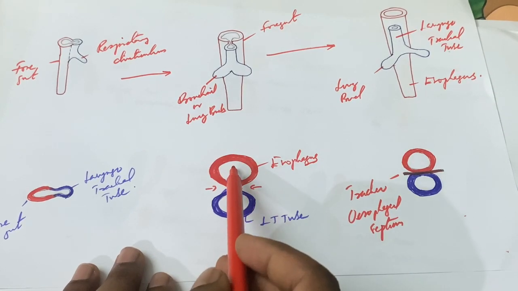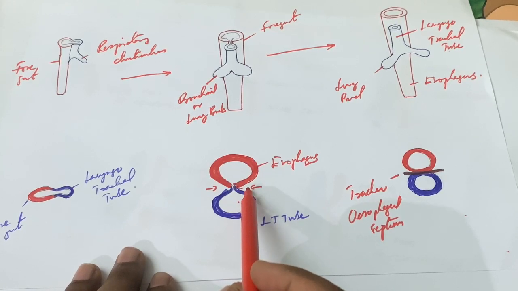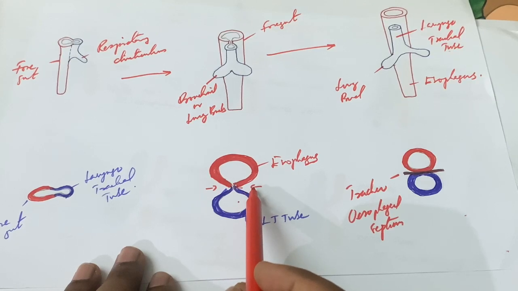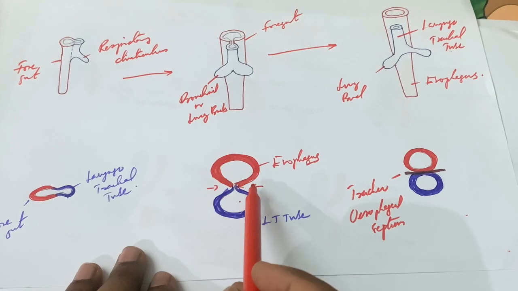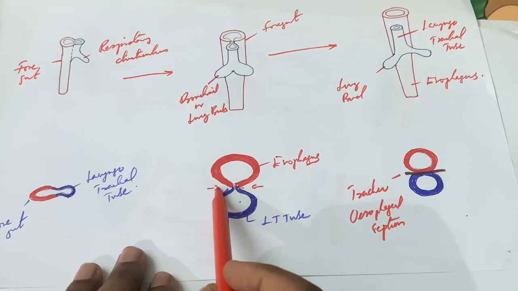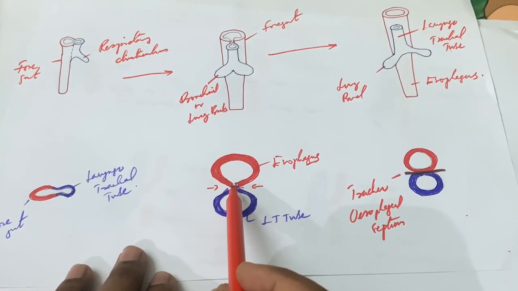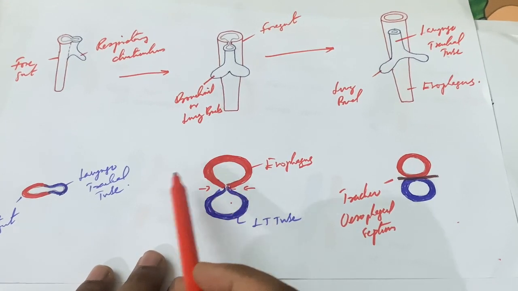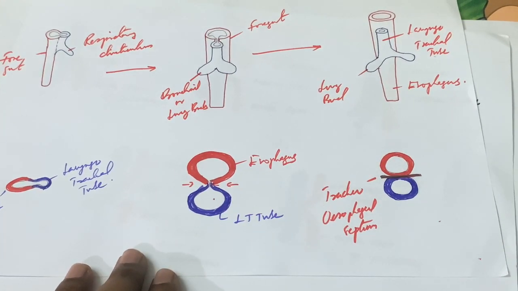So what is happening between the foregut and the trachea? The lateral folds, called tracheoesophageal folds, grow medially and fuse with each other. This is one lateral fold, this is the other. These two folds move medially and ultimately fuse, forming a septum called the tracheoesophageal septum. Is it fine? This is a transverse section you are seeing here.